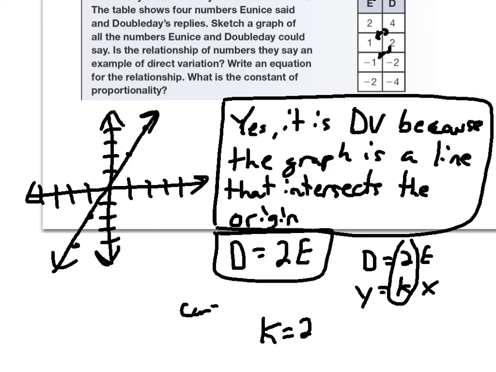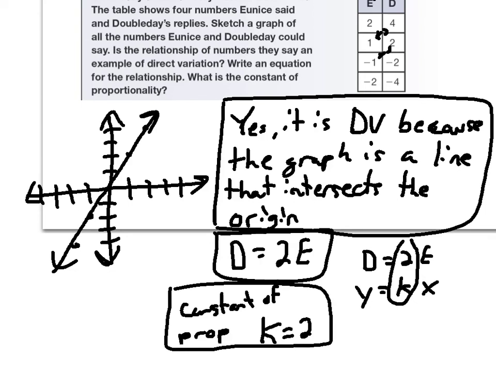So that's the constant of proportionality. When I write the constant of proportionality, I always need to write k equals. Okay, k equals every time. So it's just the number here that's in the spot of k if we set up this kind of equation. Okay, where d and y match up, 2 and k match up, and e and x match up.